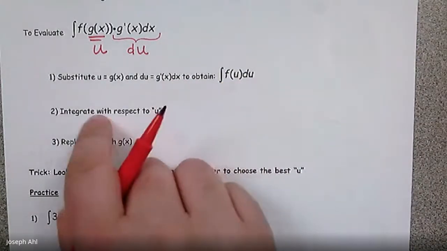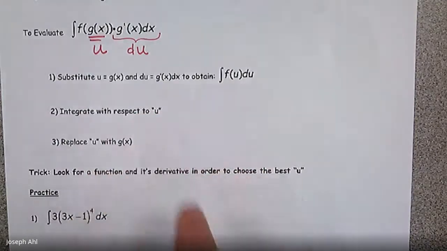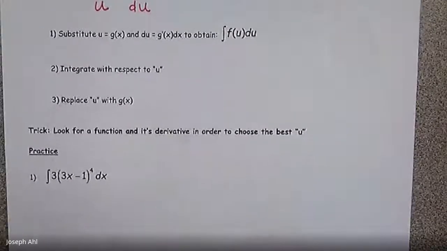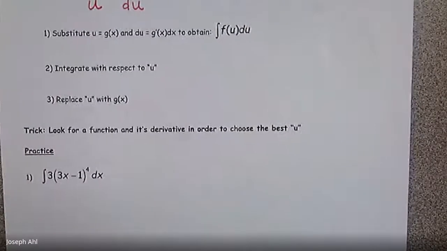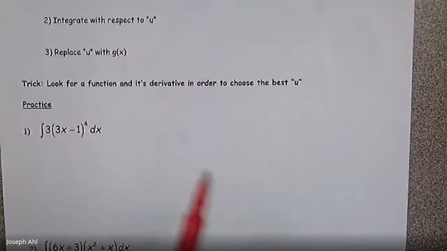So we integrate with respect to u, and once we've integrated with respect to u, replace u with the function g of x and write your final answer, simplifying if needed, so that we get our integral back in terms of x. The trick is to look for a function and its derivative in order to choose the best u possible.